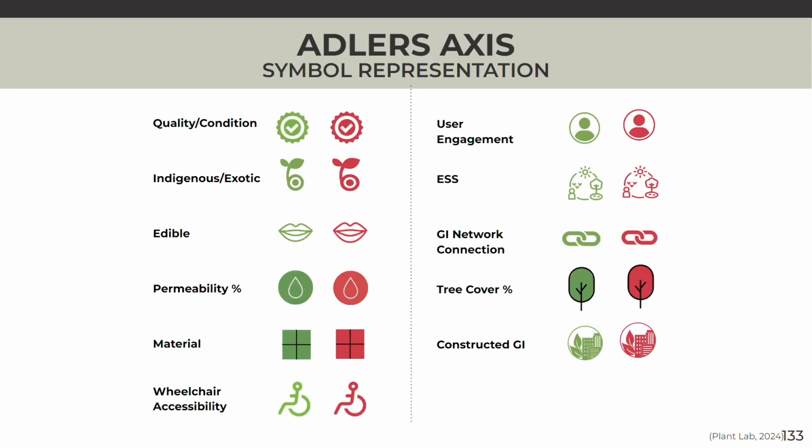Here are some of the symbols that we use to analyze our nodal areas, linear spaces, and constructed green infrastructure. They include the quality and condition, indigenous or exotic vegetation, edible or inedible plants, permeability percentage, material of surfaces, wheelchair accessibility, and also user engagement, ecosystem services, green network connection, tree cover percentage, and the constructed green infrastructure.